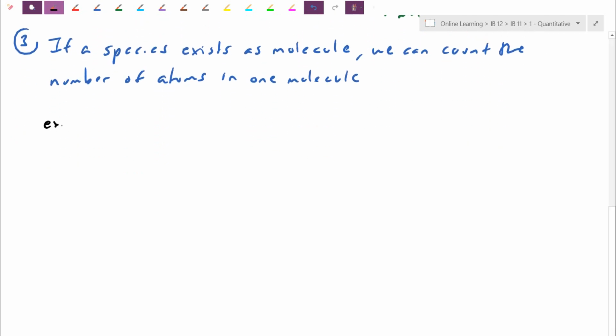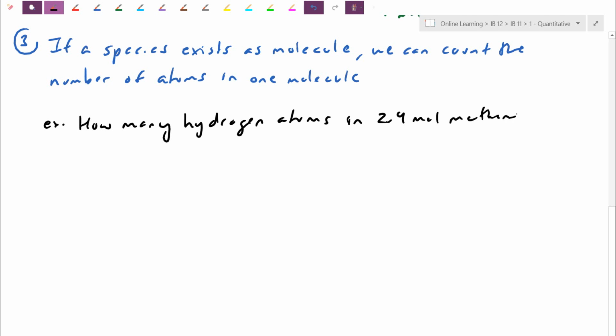So I want you to find for me how many hydrogen atoms in 2.4 moles of methane. How many hydrogen atoms are there in 2.4 moles of methane? So you go to the store, they're already pre-boxed for you as methane. You grab 2.4 boxes full, and I'm interested in counting how many hydrogen atoms there are.